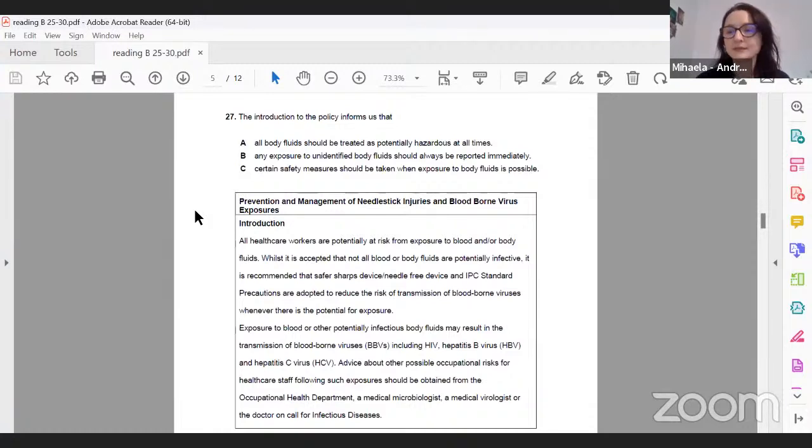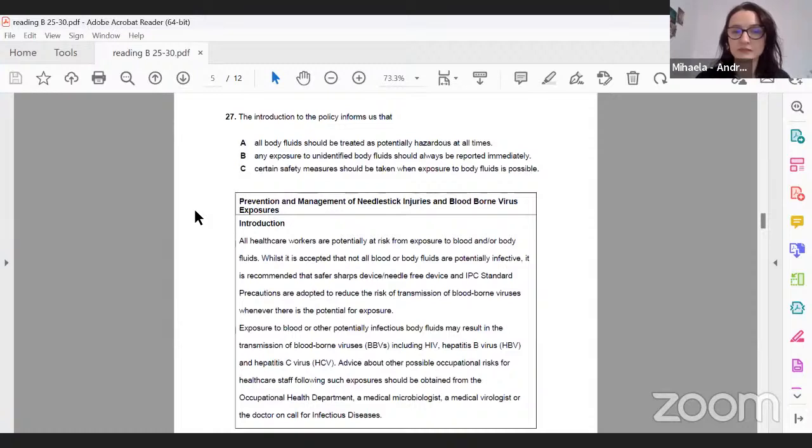Okay, what do you think? I think it's B. No, well, we can eliminate A because it's not all. In the first sentence it is accepted that not all blood or body fluids are potentially infectious. So that's why we can eliminate A. Yes.